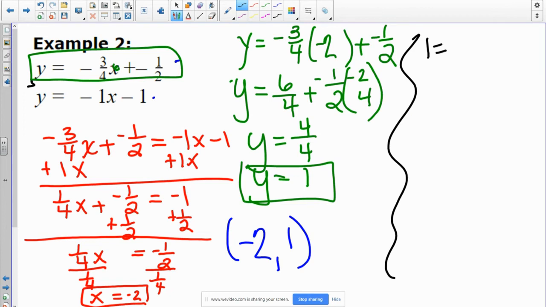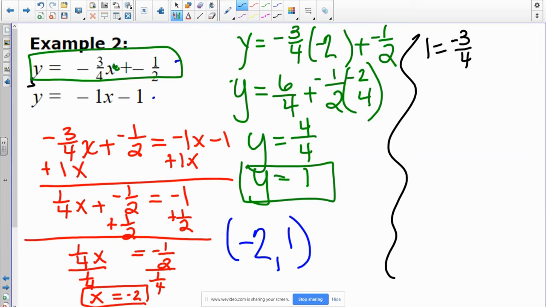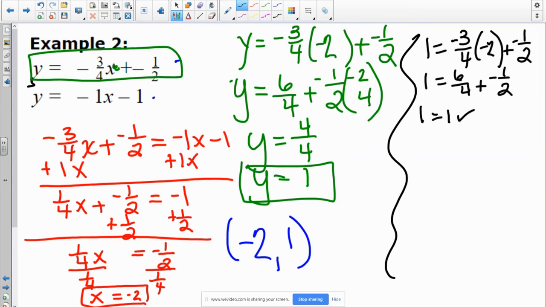So that equals -3/4. That x, now we believe, is -2. And we're going to add a -1/2. And I honestly just did this in the step over here, we got 6/4. You add that to 1/2, -1/2, and you will get 1. So the first one checks.